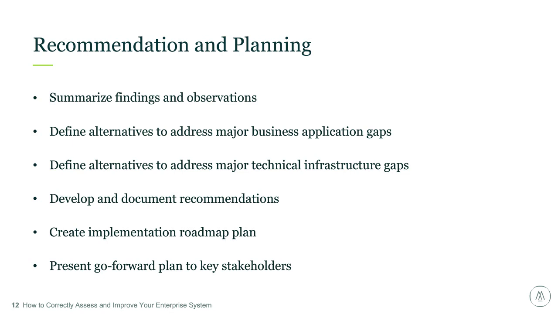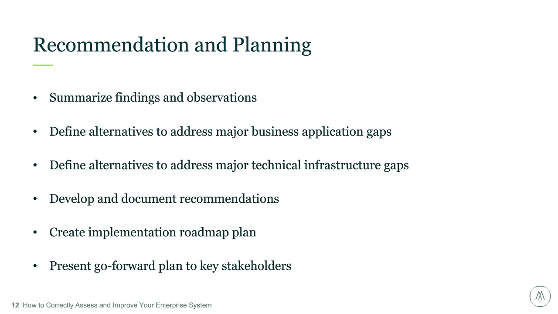You should start by summarizing the findings and observations from your research and analysis. Then define the alternative solutions you found to address the business application gaps. If the system is not user-friendly, is it missing a feature or has reporting or control gaps? What are the possible solutions? You should define the alternative solutions you found for the technical platform gaps as well. For example, if the system is too slow, too difficult to customize, or the program is just too old, what are the possible solutions?